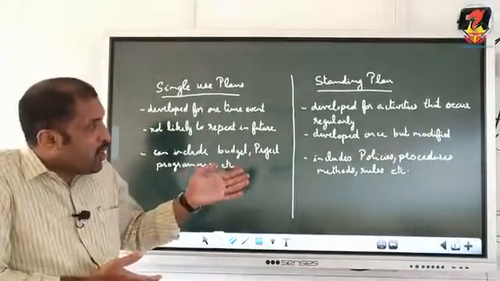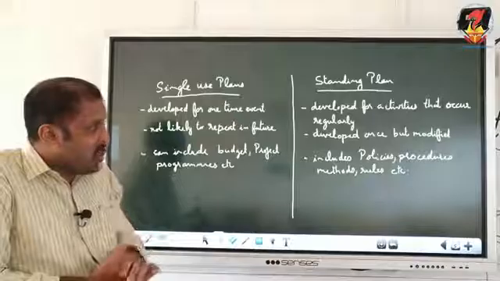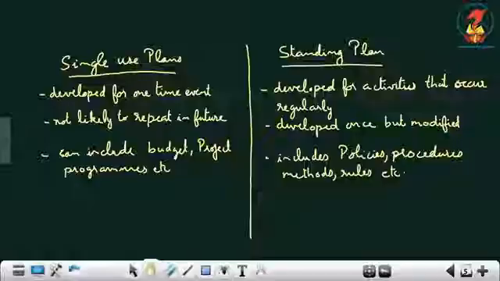It can include policies, procedures, methods and rules. Those are some of the examples of standing plans. So, both are just the opposite of each other. Single use plans are developed for a one-time event, while standing plans are developed for activities that occur regularly. A single use plan is not likely to repeat in future, but a standing plan is developed once and modified.